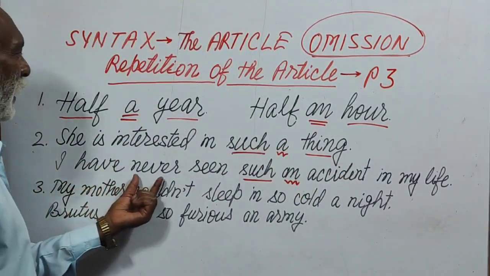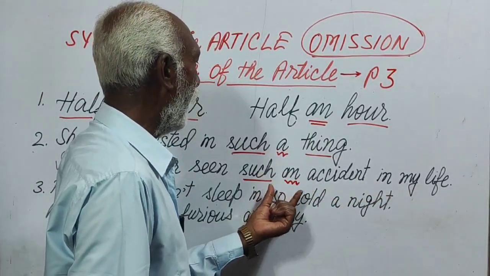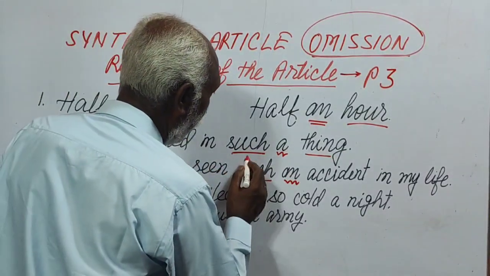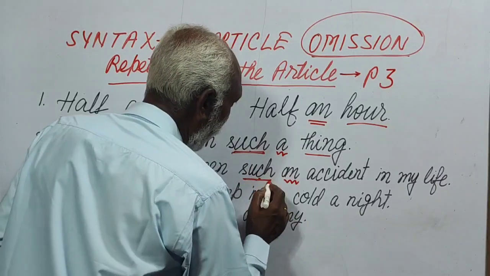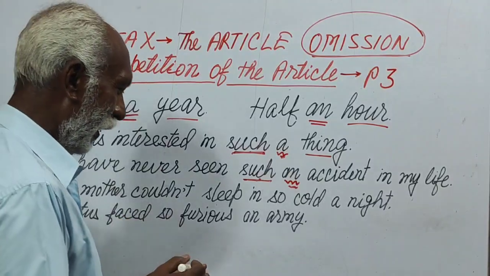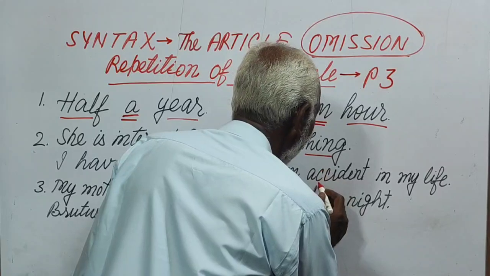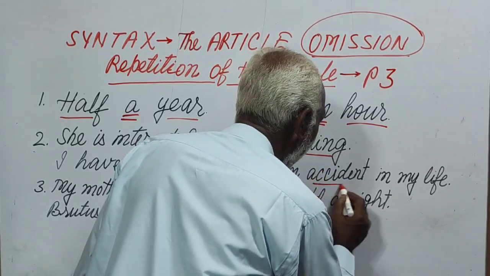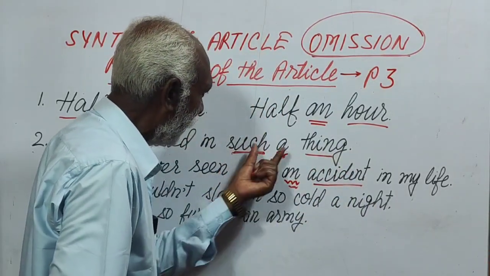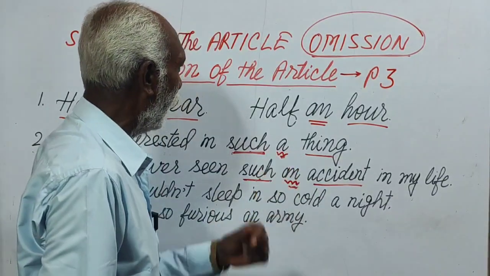And next example, I have never seen such an accident in my life. मैंने कभी नहीं देखा है, मेरे अपने जीवन में ऐसा accident नहीं देखा है. तो here dear, just after such, a and an is used. Okay, dear. And just before noun, you may see here a thing, noun, an accident, noun. So such is always followed by a and an.